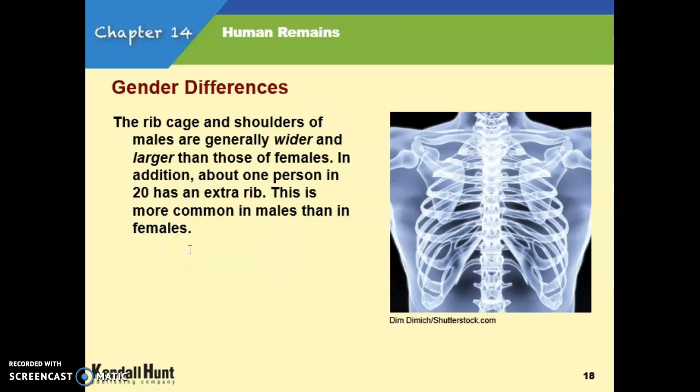All right, gender differences. The rib cage and shoulders of males are generally wider and larger than those of females. In addition, about 1 person in 20 has an extra rib, and it's more common in males than in females.